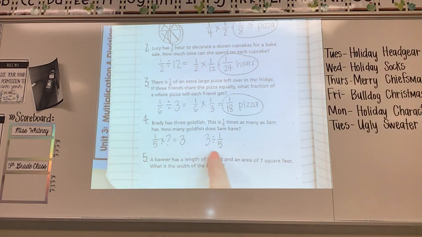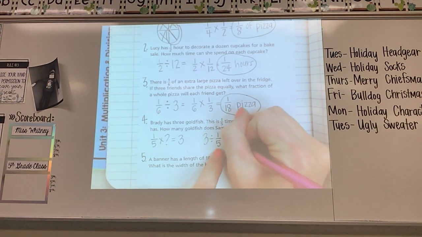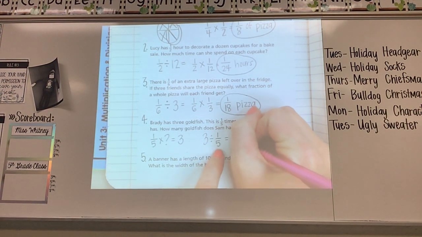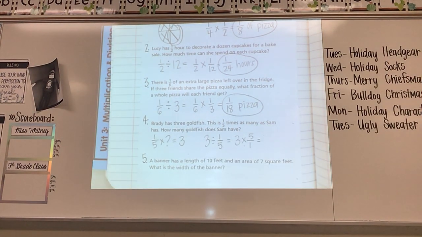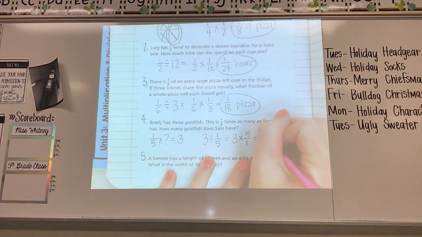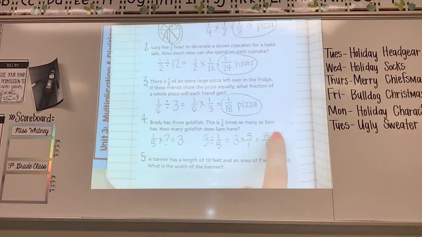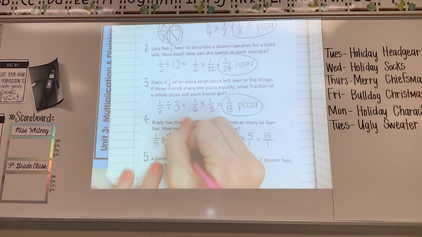Okay? So let's solve this now with same flip. So same, flip. Okay, then remember we do big number times the top, bottom stays the same. So 3 times 5 is 15. My bottom number stays a 1. Ooh, remember that trick we talked about? If there's a 1 on the bottom, the 15 just becomes the big number.